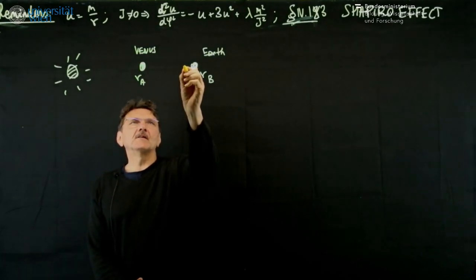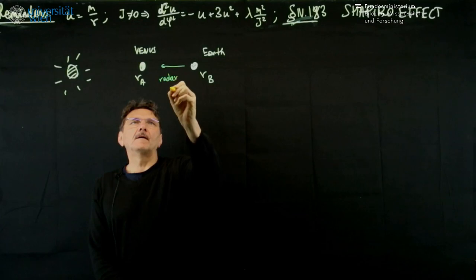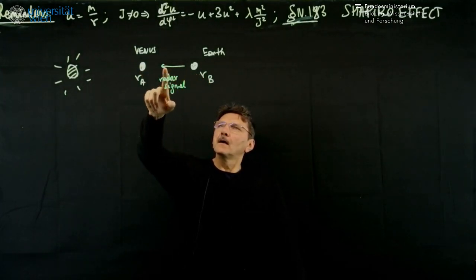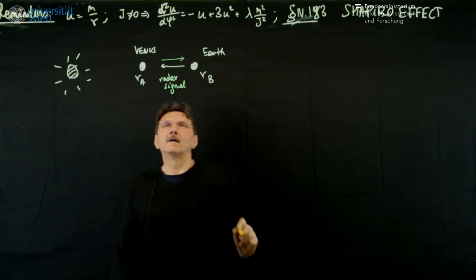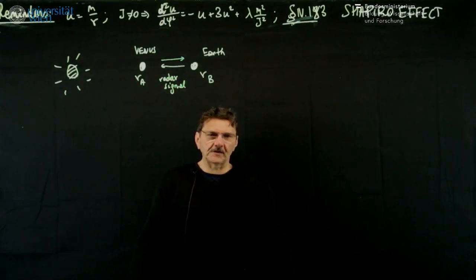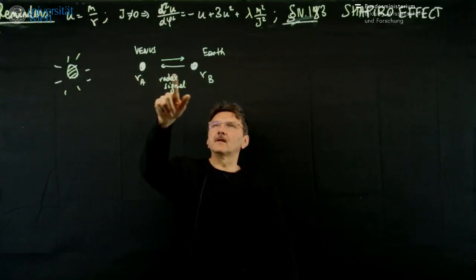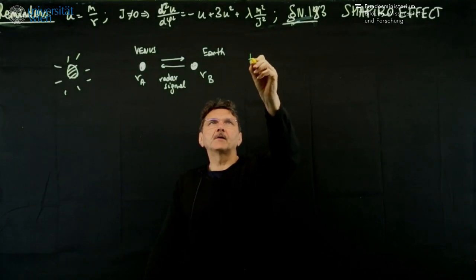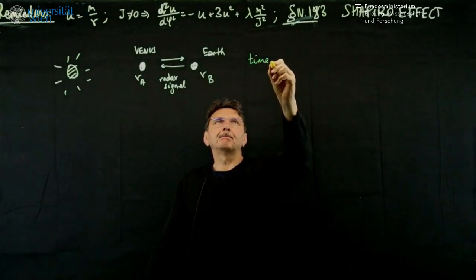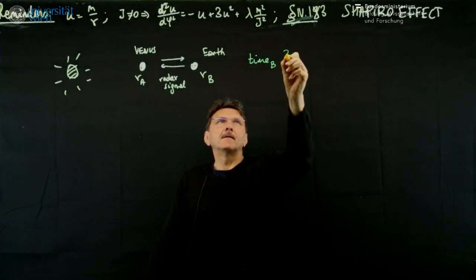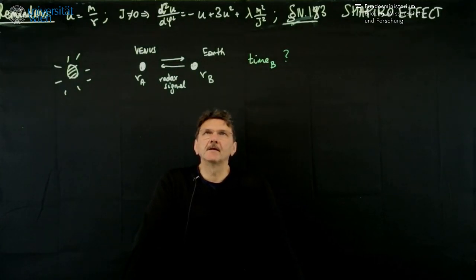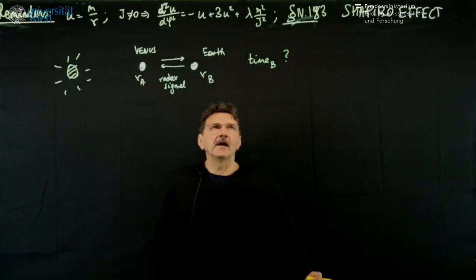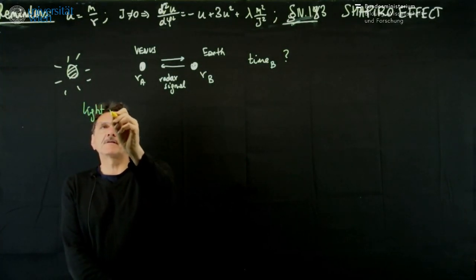And so we send a radar signal, and we let it bounce back, and we wait and measure the time that this signal needs to go back and forth, right? So time at B. How much time will it take for a light ray to travel back and forth? Now, light rays are null geodesics, right? So light rays in this situation.